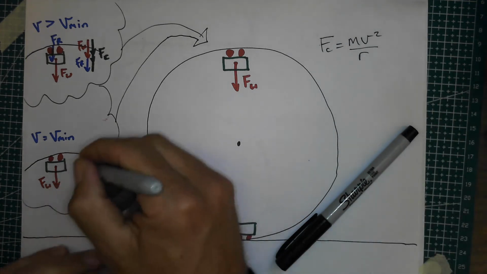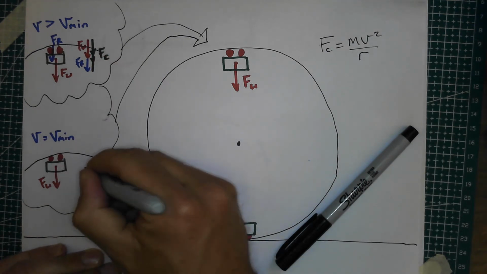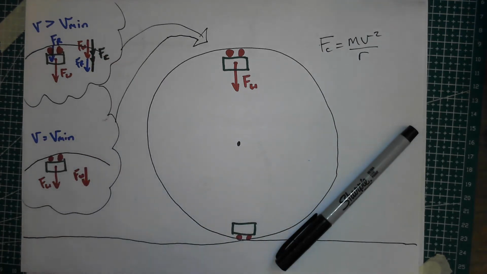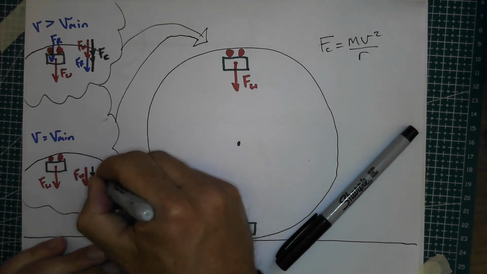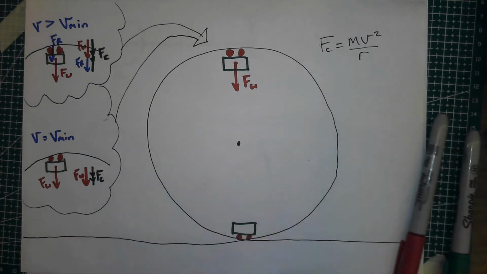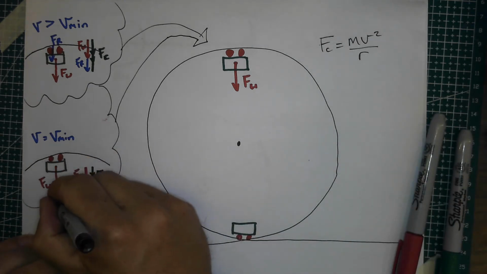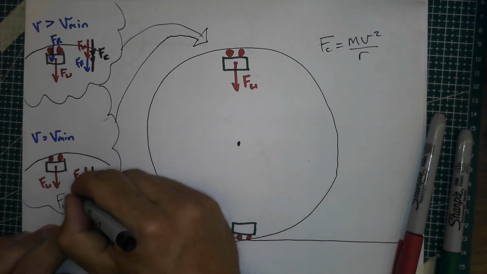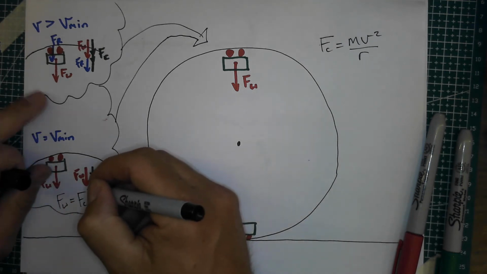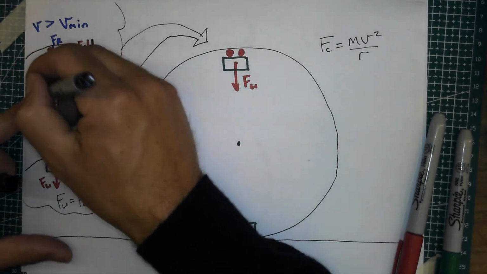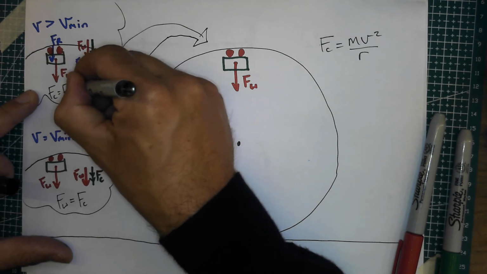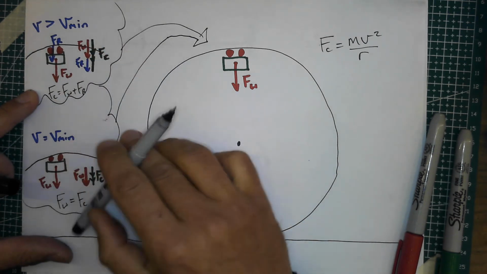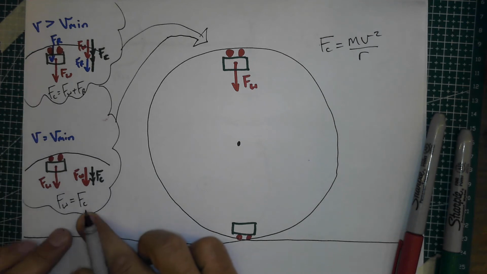Which means, if we do a diagram similar to this one here, the weight force is the only force providing the centripetal force. Okay, so at the minimum velocity, F weight equals Fc. At any velocity greater than the minimum velocity, Fc is equal to F weight plus F reaction. There is some sort of reaction force. Down here, there is no reaction force. All of the centripetal force is provided by the weight force.